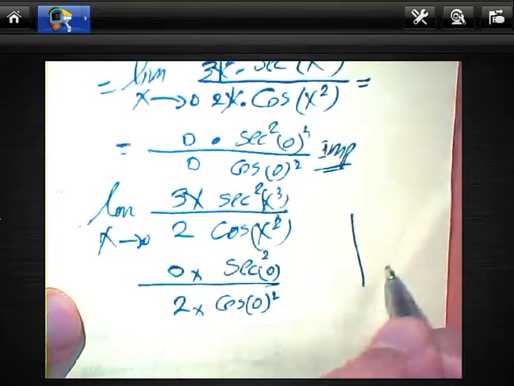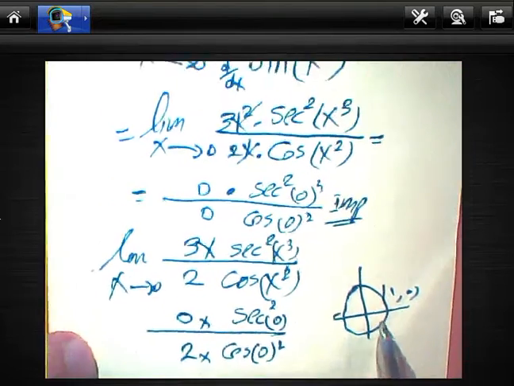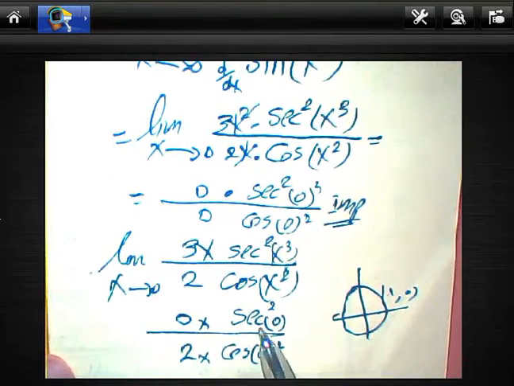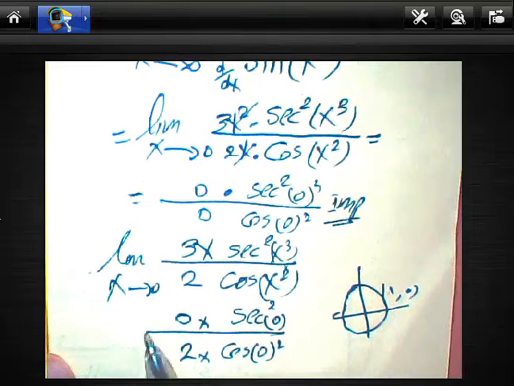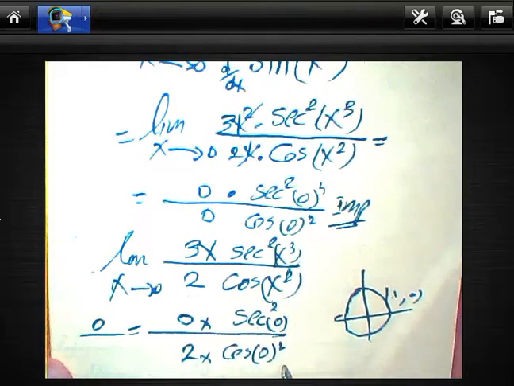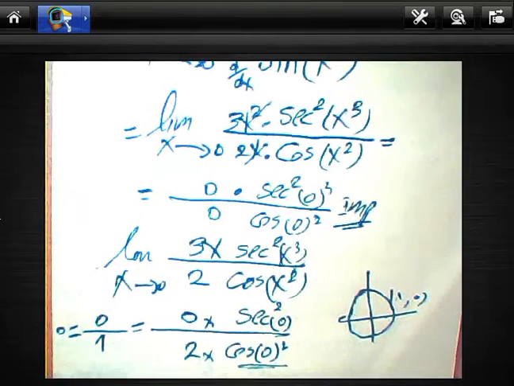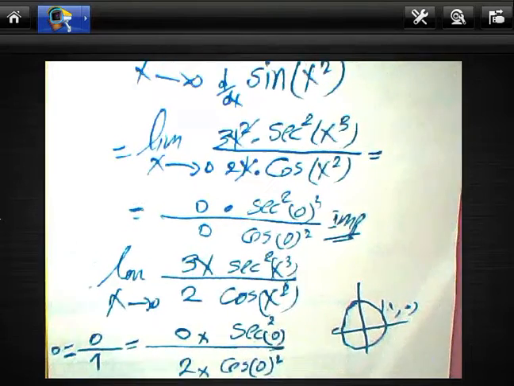We know from the unit circle we have 1 and 0, so cosine of 0 will be 1, and sec inverse of cosine will be 1. 1 times 0 equals 0, so the result will be 0 over 2 multiplied by cosine 0, which equals 1. 2 times 1 equals 2. 0 divided by 2 equals 0. The result will be equal to 0 in this example.